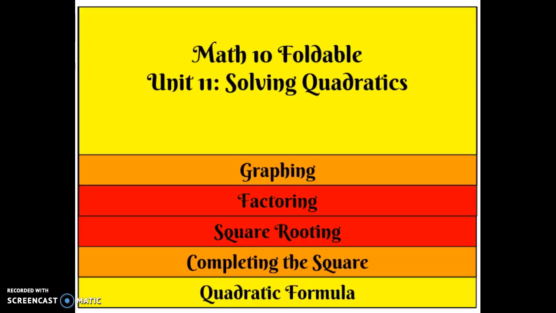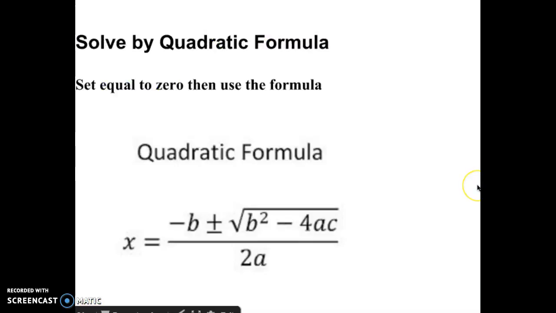Before I keep going, showing you the quadratic formula, here's one thing that's important to understand. Whenever you see a problem, always try to factor it first to get an answer. And then after that, if it's not factorable, the quadratic formula is probably the best way to solve it for most of them. So let's go ahead and look at the quadratic formula.